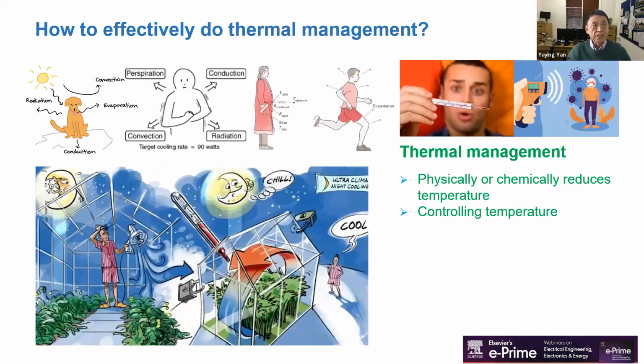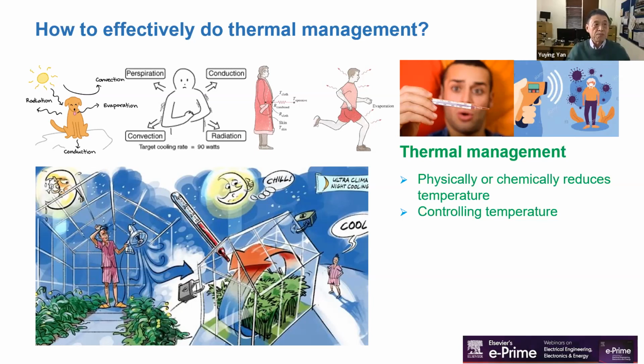How to effectively do thermal management? We can learn this from human thermal management. Human beings are experts at thermal management. Human body temperature is controlled perfectly at about 36.5 to 37 degrees C, which is always crucial.